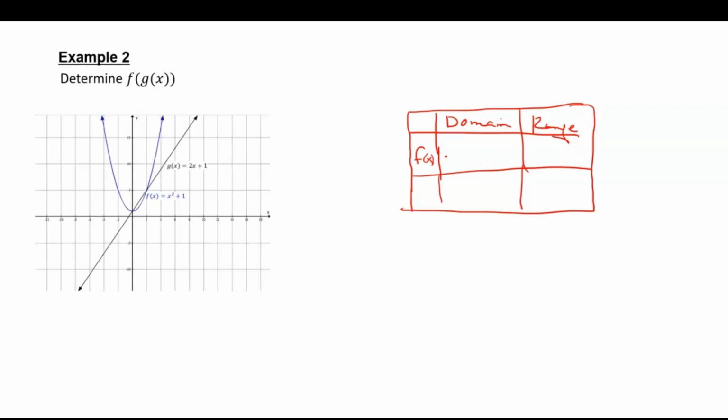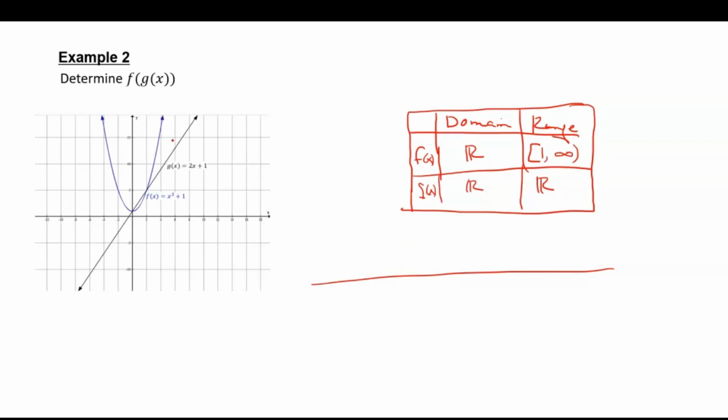So f of x will be all real values for the domain, and the range is going to be from 1 to positive infinity, whereby g of x is going to be all real values again, and the range is also all real values. All right, now, if you do a quick sketch.